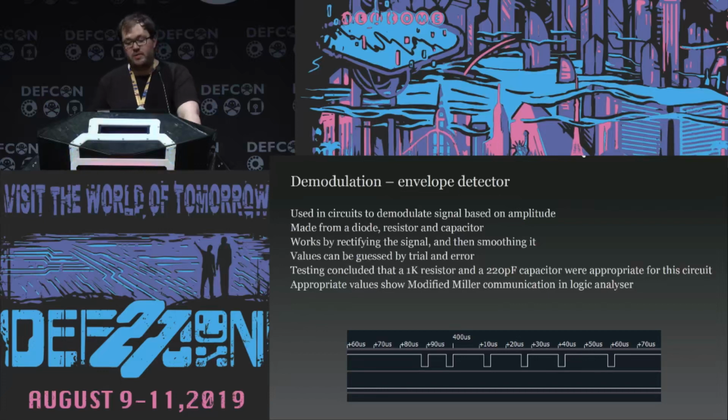Via trial and error, I worked out that I wanted to use a 1K resistor and a 220 picofarad capacitor, and that seemed to work very well. Again, I just took this circuit and plugged it into a logic analyzer, and I got exactly what I wanted. That communication there is a wake-up command, basically modulated via the modified Miller protocol and encoding schemes.